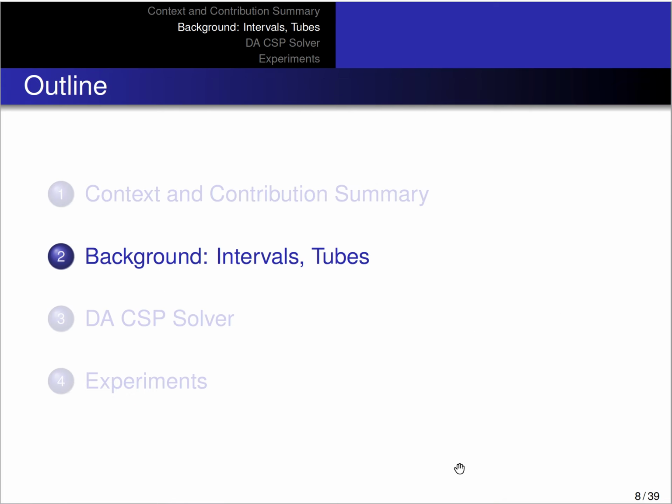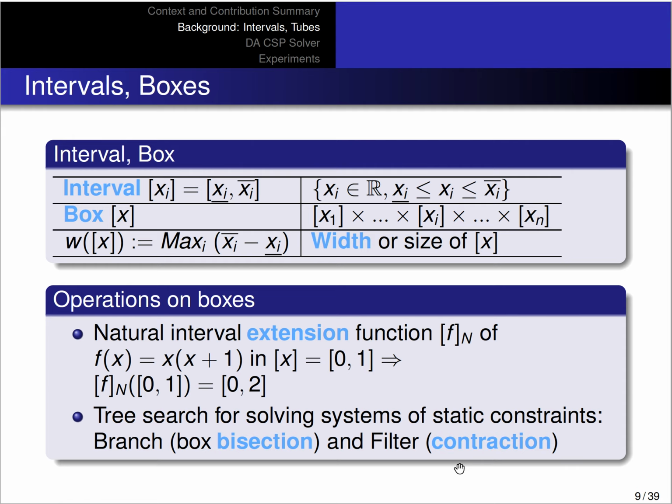In the second part of the talk, let's present a background about intervals, dynamical systems, and tubes. First, what are intervals and boxes? An interval is simply a set of real numbers bounded by floating point numbers. A box is a set of intervals, a Cartesian product of several intervals. The width of a box, or size or diameter, is the maximum size over all the dimensions.